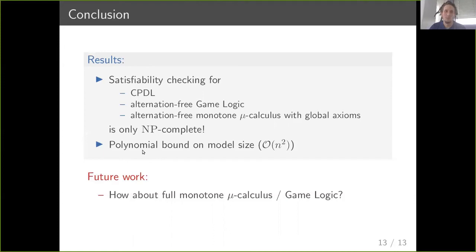And also we get a polynomial bound on the model size, a quadratic bound to be precise. However, we had to restrict to alternation-free formulae, where least and greatest fixed points are not mutually, dependently nested. And this is a kind of strong restriction. It would be interesting to find out whether it would be possible to get similar results in NP-completeness for the full monotone mu calculus or for full game logic, not just the alternation-free fragments.